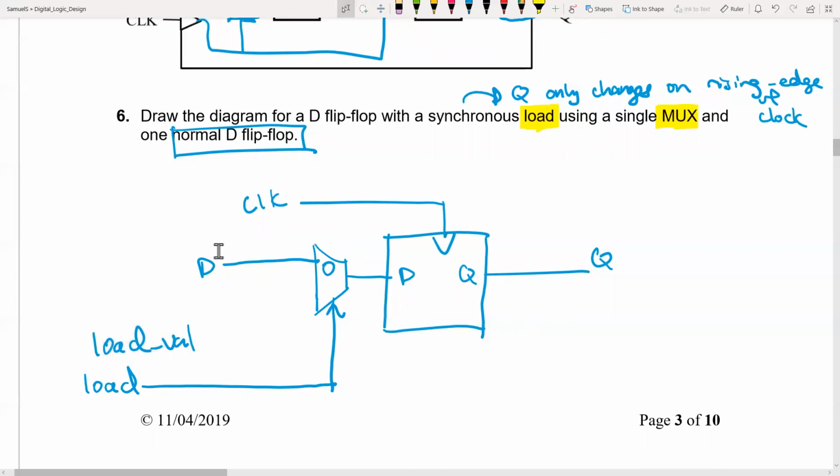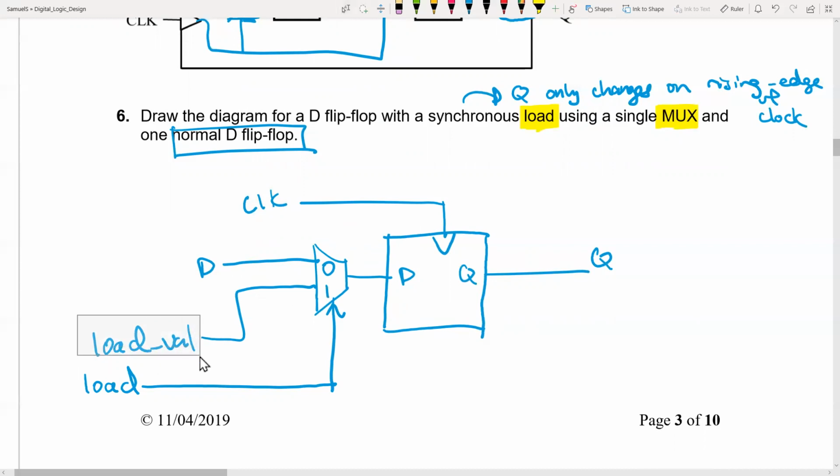So if load is equal to 0, the D input will make it to the other side of this mux, and that'll be used and copied onto Q on the next rising edge. You agree? That makes sense. But if load is 1, then are you just sending 0 through? If load is 1, then we want to load it with the value that you want to initialize it to. This is the initial value.